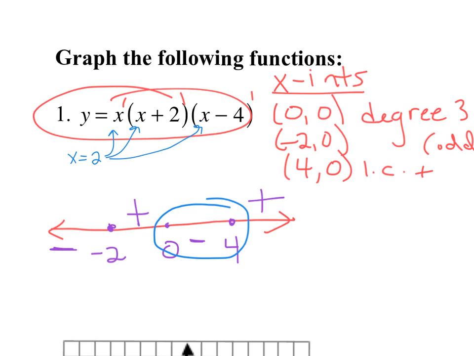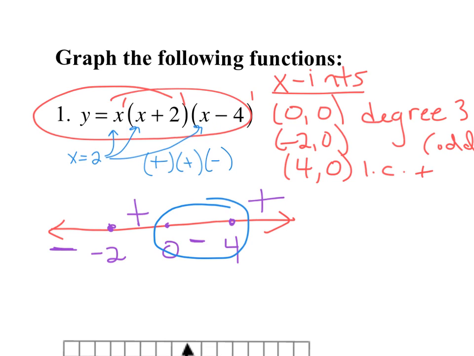We just care if it's positive or negative. So if I plug a 2 into this first x, I'm going to get a positive 2. Again, I don't care what the number is, I just care that it's positive. If I plug a 2 into this next factor, 2 plus 2 is 4, again positive. And if I plug a 2 into this last factor, 2 minus 4, I'm going to get a negative number.